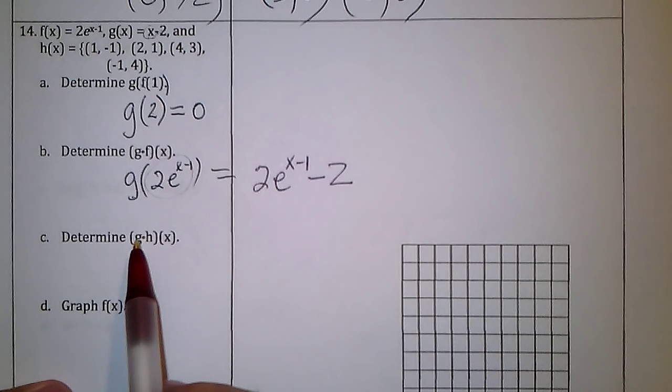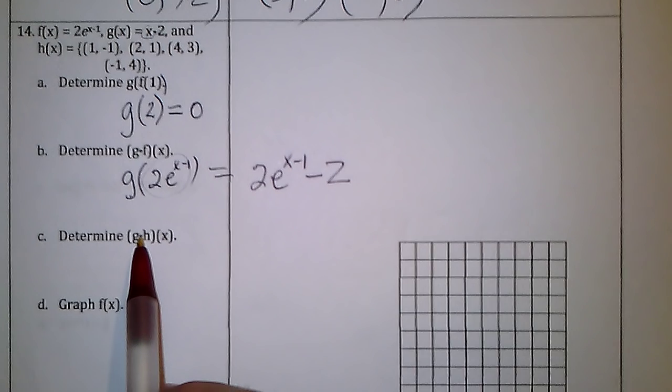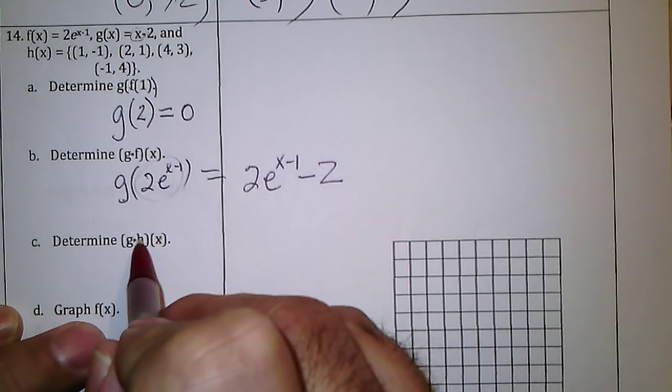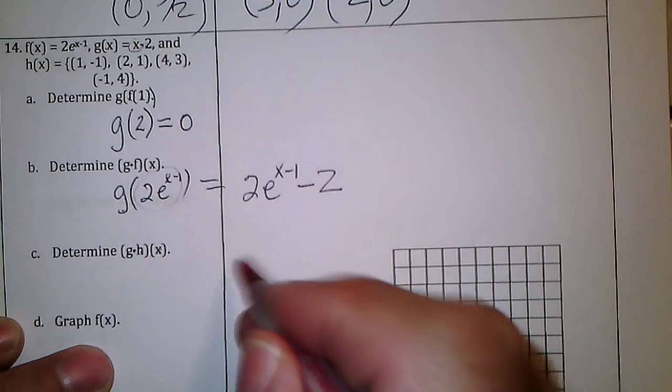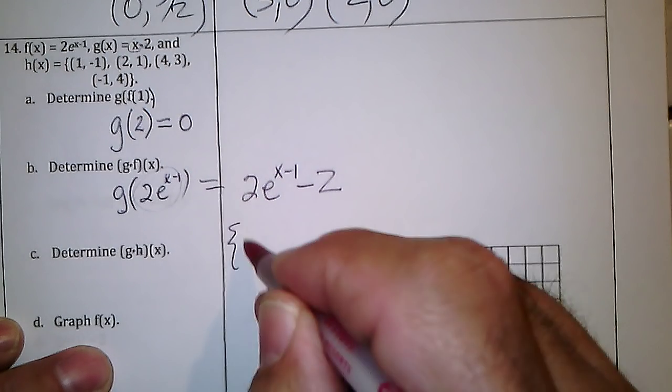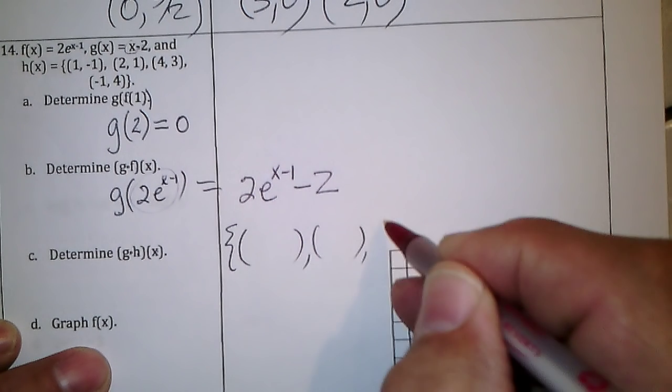This says g composite h of x, and that's an open circle, a little bit of daylight in there, so we got to put x into h. Well, the only x's we can put in are some specific ones, so we're going to just do those. We're only going to have 4 answers, so we might as well just list them.